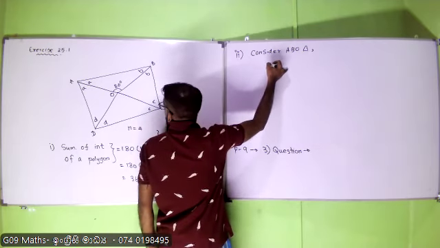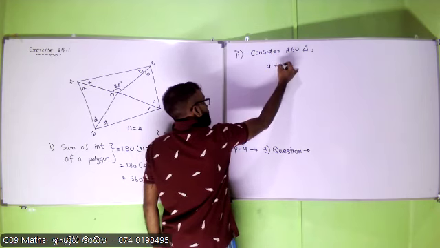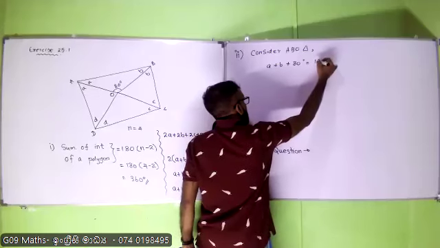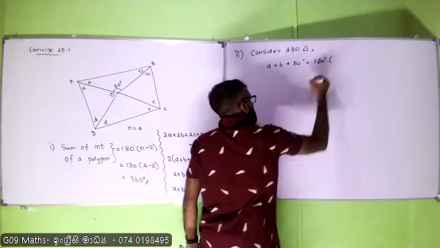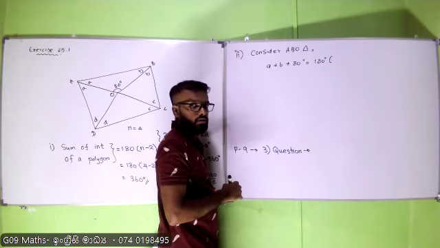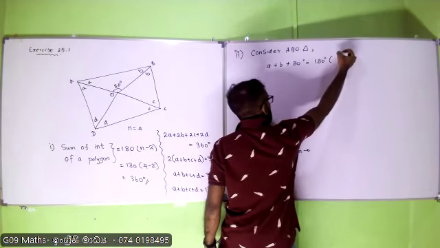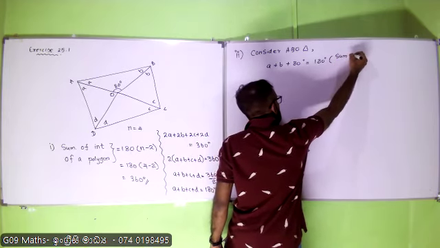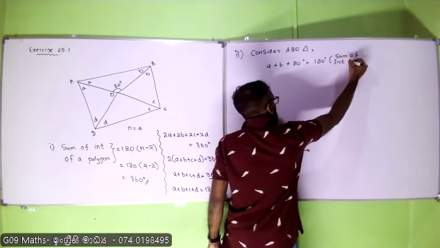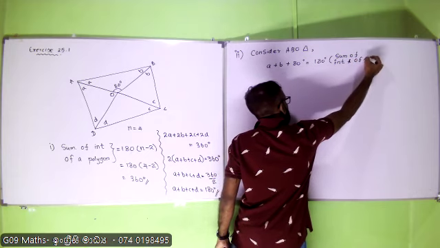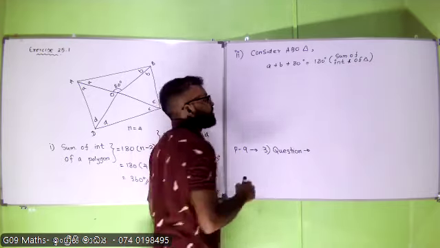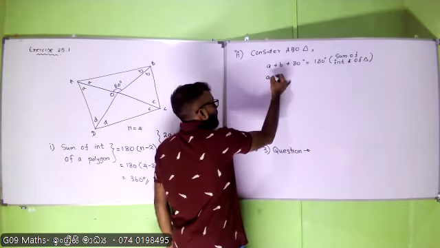So you can write a plus b plus 80 degrees equals 180. What is the reason? Summation of interior angles of a triangle. It would be better if you write the reason: summation of interior angles of a triangle. Okay. Now a plus b.